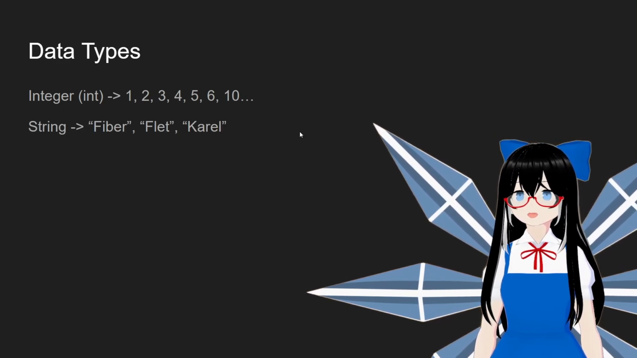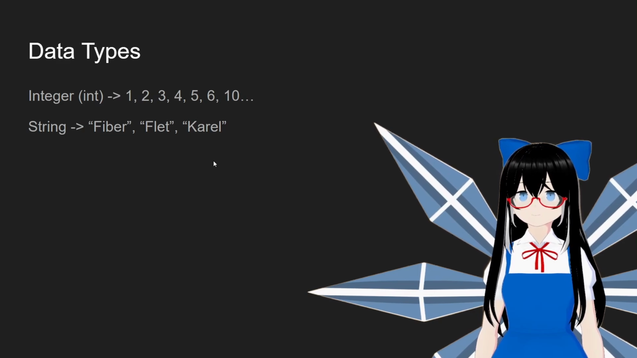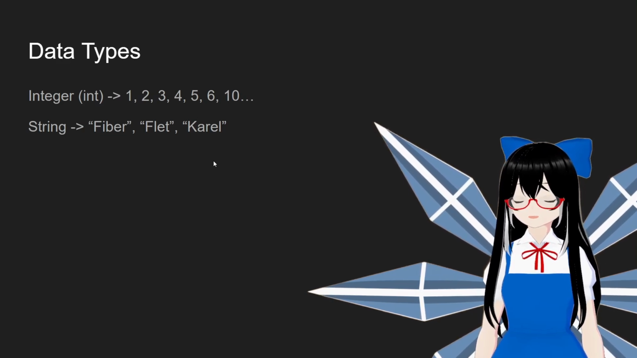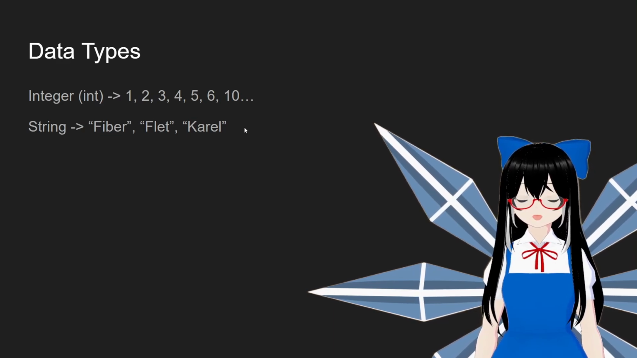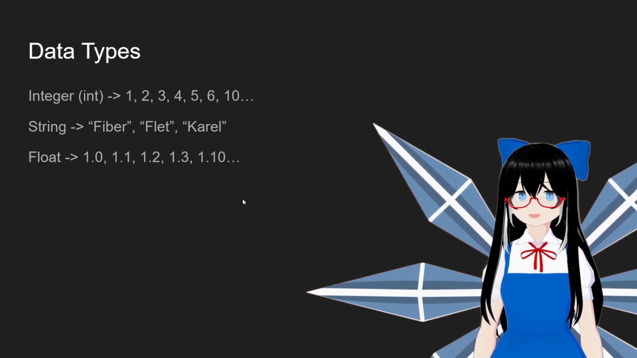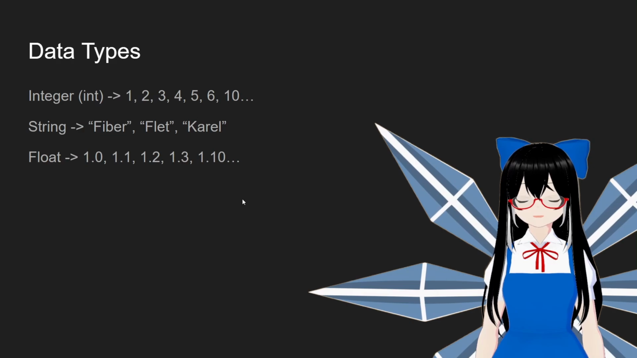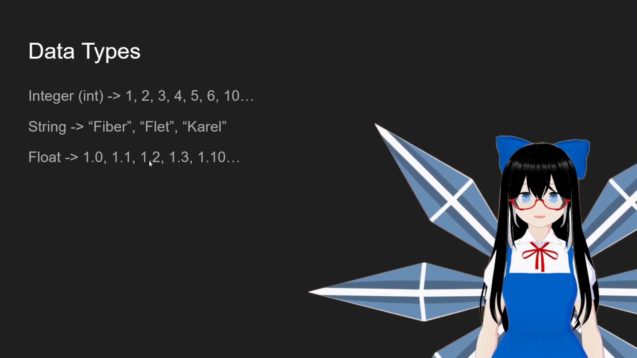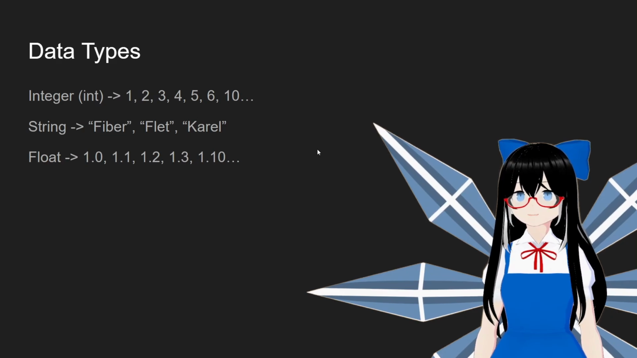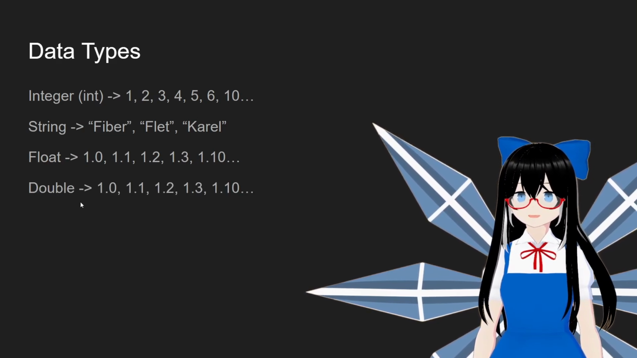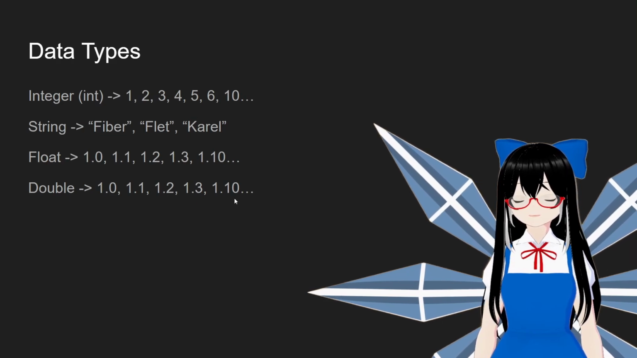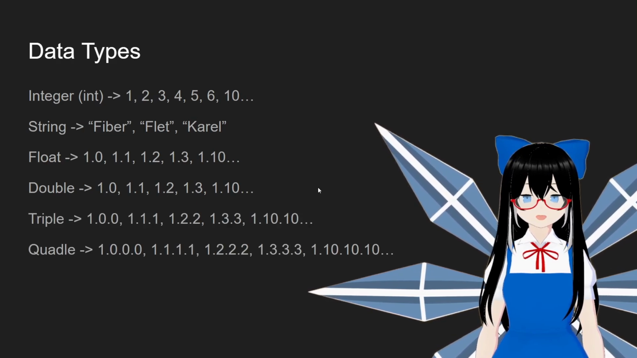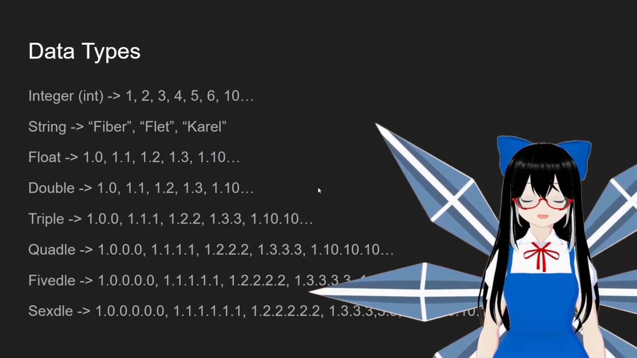The next variable type is a string. This, for the most part, just stores a word or like a sentence. Some examples are Fiverr, Flet, or Karel. Next thing is a float. These store decimal numbers like 1.0, 1.1, 1.2, 1.3, and 1.10. The next data type is a cooler float. It's called a double. That stores the same thing as a float, but it does it cooler. Then, of course, we have a triple, a quadro, a fivedol, and a sextol.